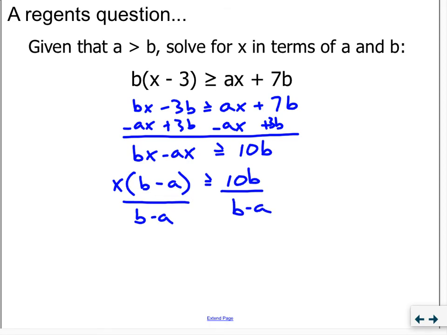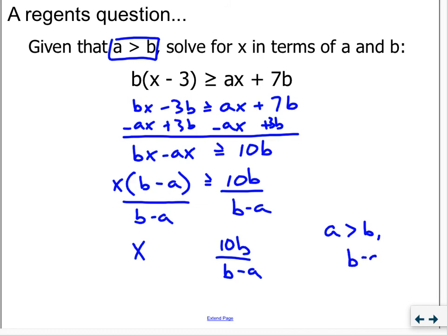Now you might remember something here. You might remember that when you're dividing to solve an inequality, you got to wonder if you're dividing by a negative number as to whether or not the inequality sign gets switched. So remember way back in the beginning of the problem, it said that you're given that a is greater than b. If a is greater than b, that means that b minus a is going to be less than 0. Think about it. Let's say that a equals 6 and b equals 4. Then 4 minus 6 is a negative number. So I have to switch the direction of my inequality sign because I divided by a negative.